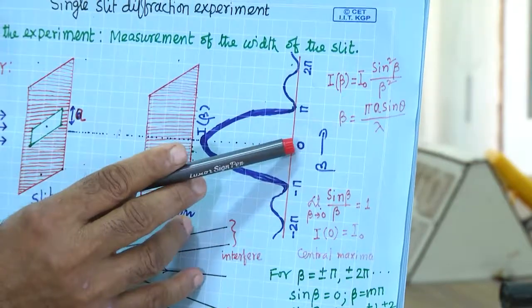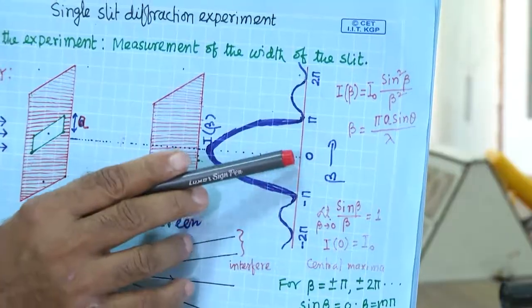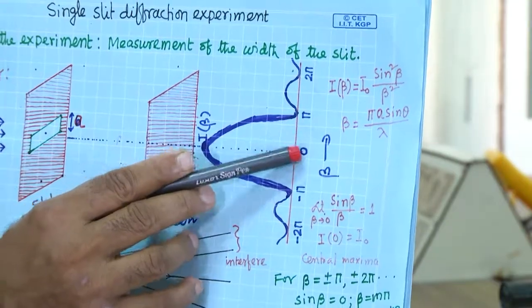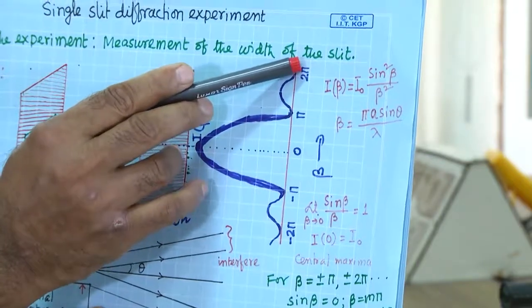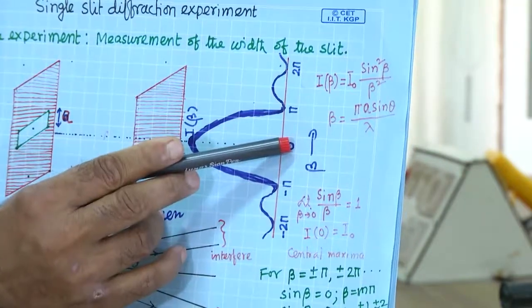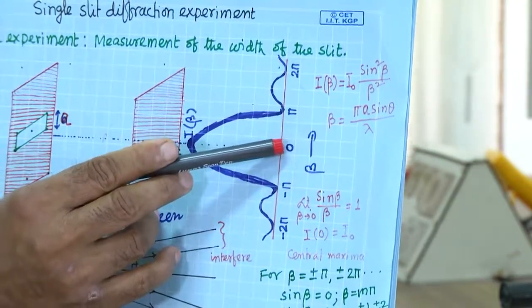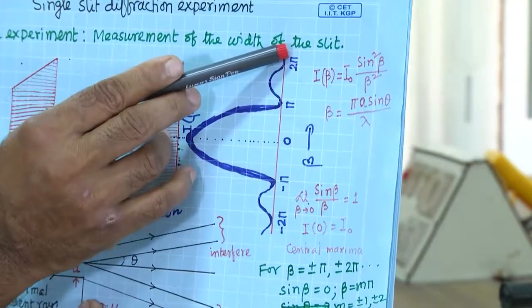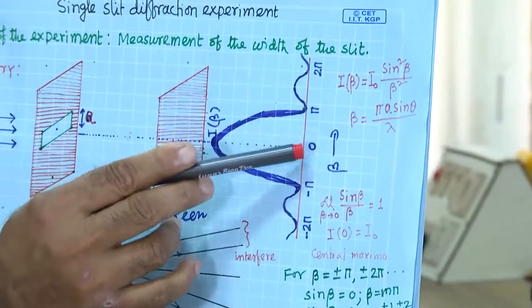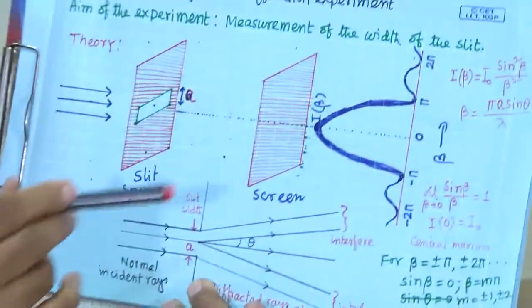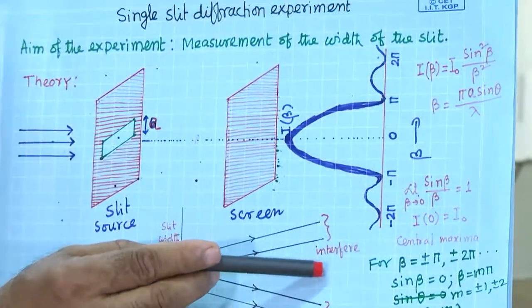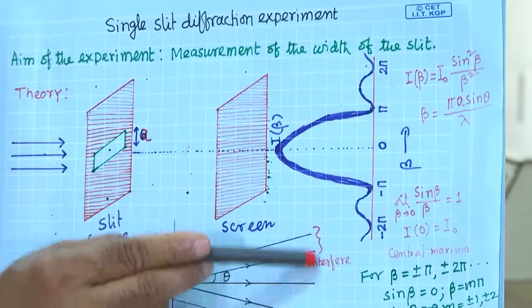If the central position is x0 and the other position is x, then from this center where theta equal to 0, the distance will be x minus x0.